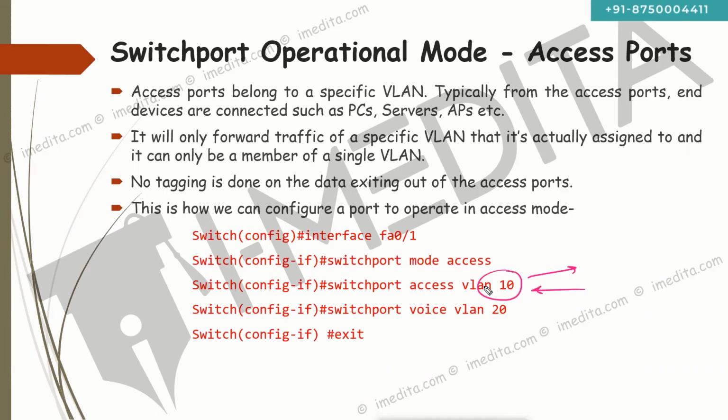Any traffic that comes onto the access port or exits out of the access port is never tagged. Traffic received on the access port, traffic being sent out of the access port is not tagged. Tagging is not done on the access port, no matter if you receive or send the data. Tagging is always done on the port called trunk port. So if the port is operating as a trunk port, then the tagging will be done, but the tagging will not be done on the access port.